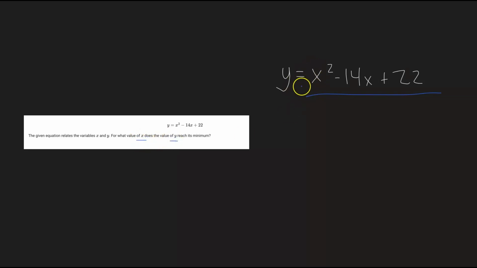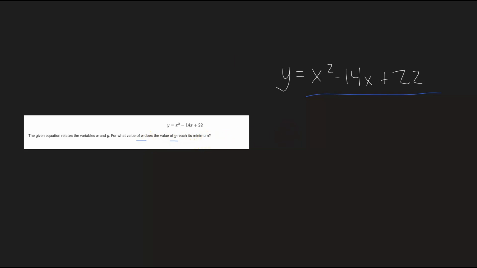We can see that the coefficient in front of x squared is positive, and therefore it's going to open up that parabola. And so it makes sense that we're looking for the minimum, because the minimum here is going to be that vertex, right? And so if we're looking for the x value of the vertex, that's just the x coordinate of the vertex.